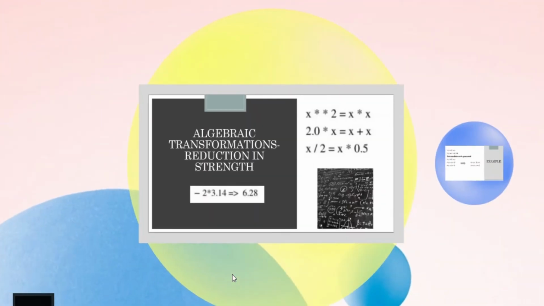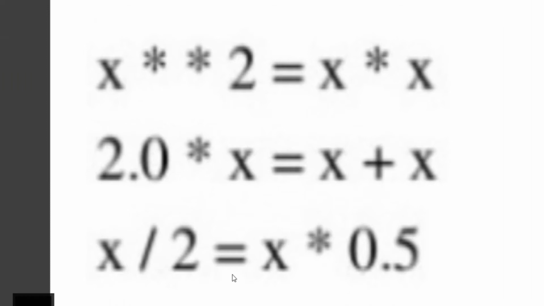So these are some of the algebraic identities. Then another class of algebraic optimization includes reduction in strength. That is, we will replace an expensive operator by a cheaper one. For example, here x ** 2. So this means x squared. Instead of writing x squared, we can write x * x.